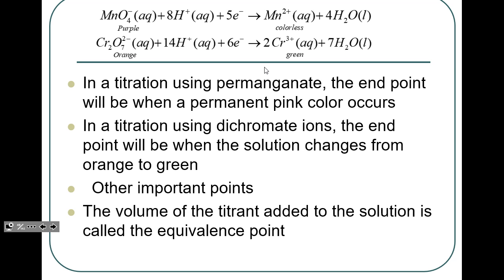The terminology that we have to talk about: the end point of a titration is when you stop. That's the color change telling you to stop adding more titrant to the analyte. The volume of titrant that you've added is the equivalence point. So end point is a qualitative change telling you to stop. The equivalence point is a quantitative number.